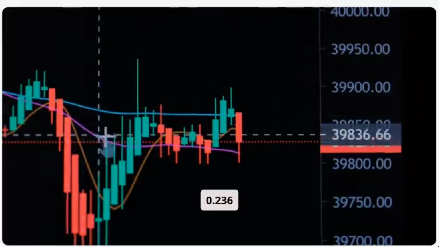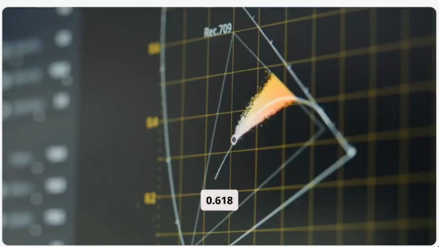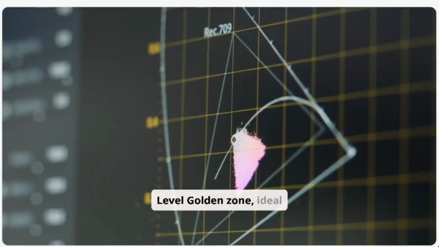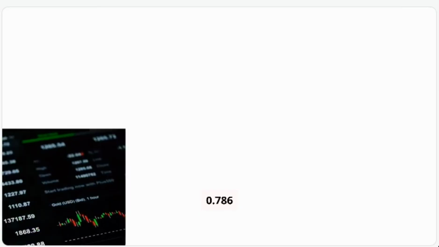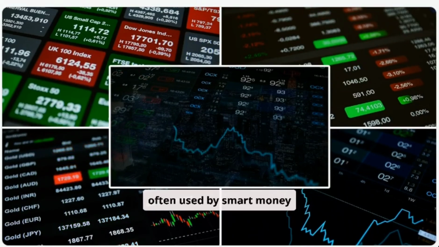0.236 level: shallow retracement signals strong trends. 0.618 level: golden zone, ideal for deep pullbacks. 0.786 level: deep retracement, often used by smart money. 0.886 level: the last defense before reversal or trend continuation.